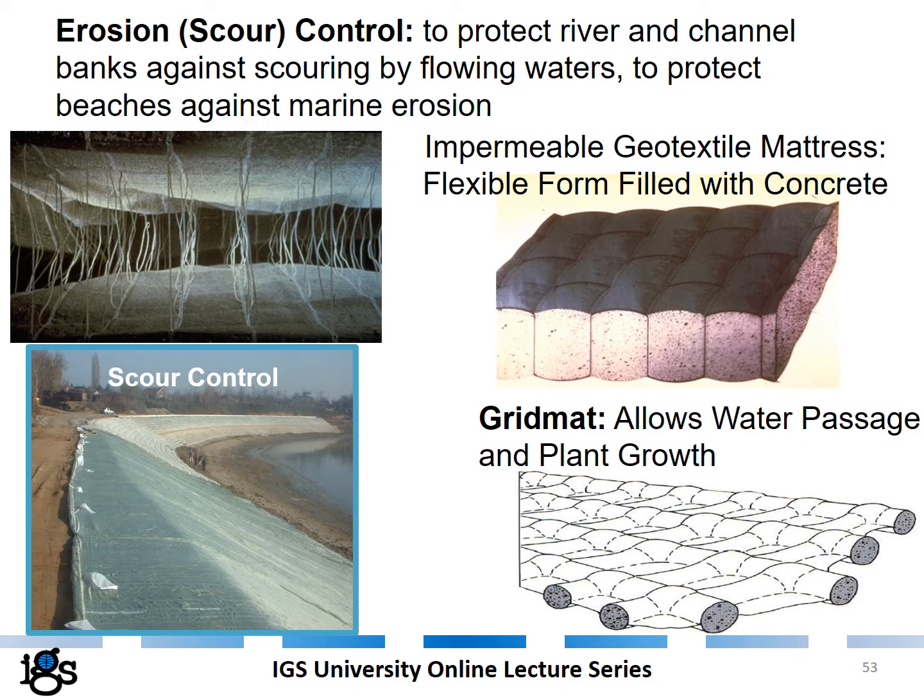Another application is erosion or scour control. We use geosynthetics to protect river and channel banks against scouring by flowing waters, or we can use them to protect beaches against marine erosion. Basically, these geosynthetic products consist of two layers of geotextiles, as can be seen here, which are attached to each other with strings of equal length, these strings.